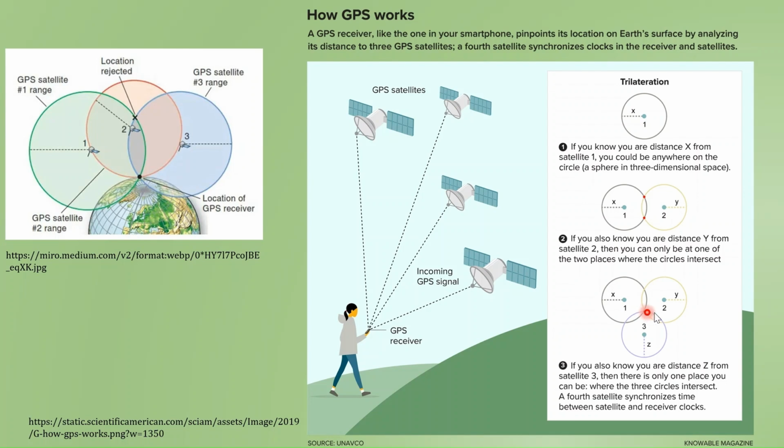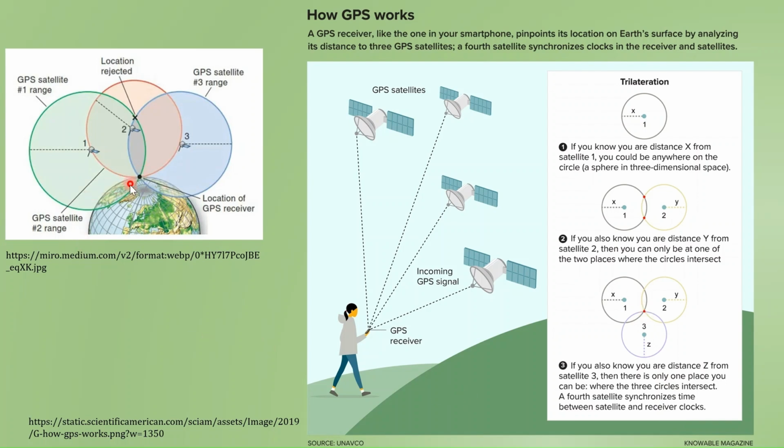So a minimum of 3 satellites are required to calculate two-dimensional position, that is the latitude and the longitude. And the fourth satellite synchronizes the time between the satellite and the receiver clock, and it helps us in calculating the altitude of this particular location.